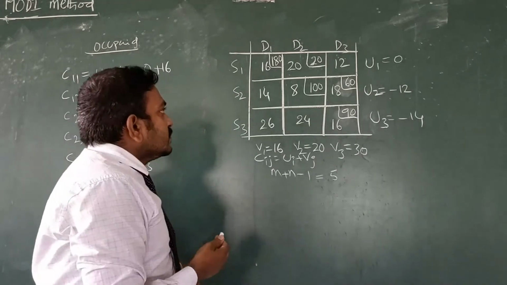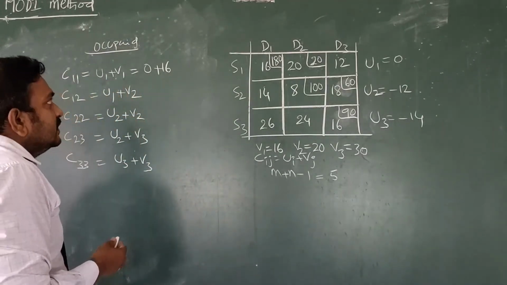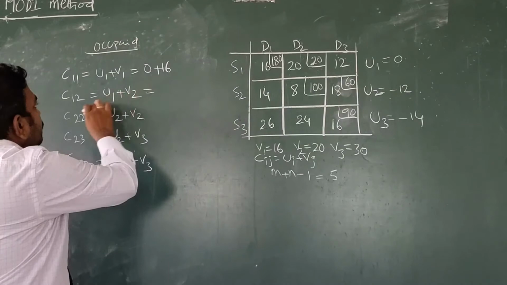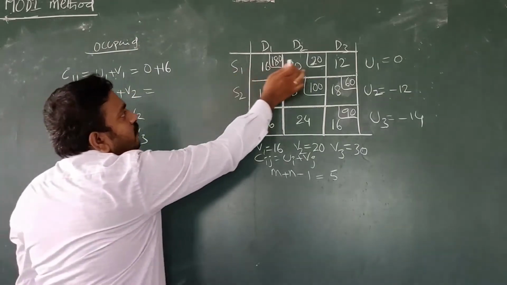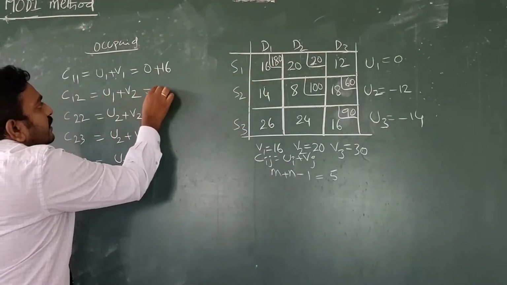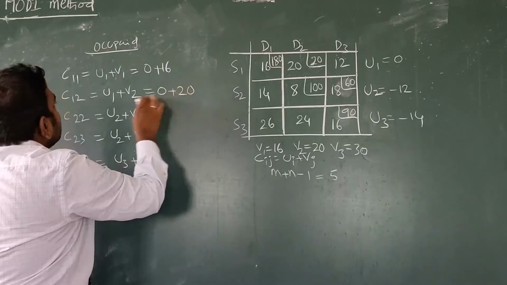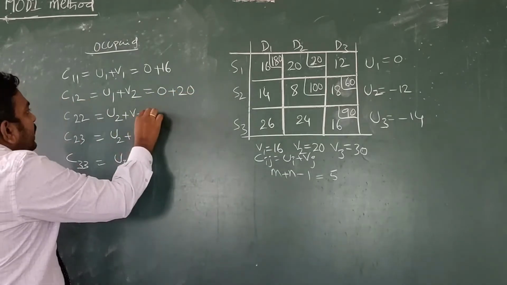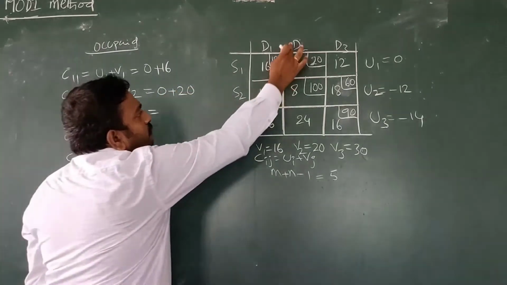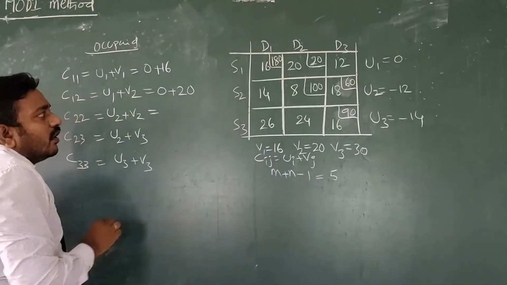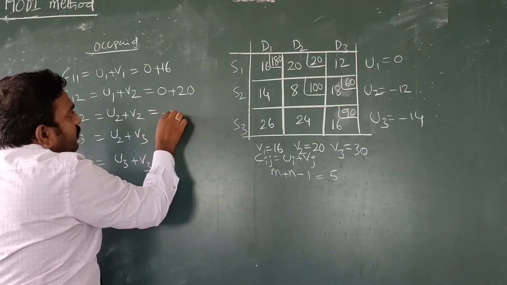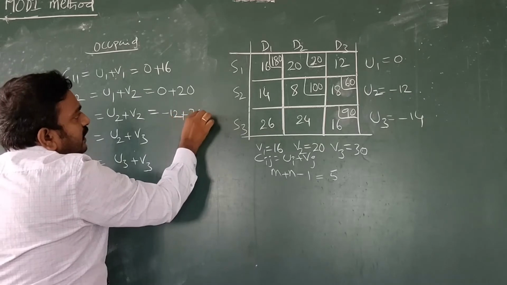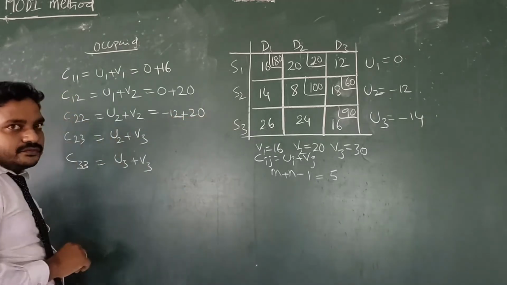So what are the obtained values here? You need to get 16: you got the U1 value 0, V2 value 20. So U1 value 0 plus 20 equals 20. And C22 value is 8. We got it by U2 value minus 12 plus 20, that equals 8.